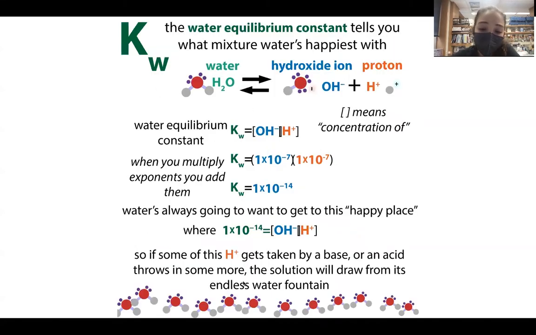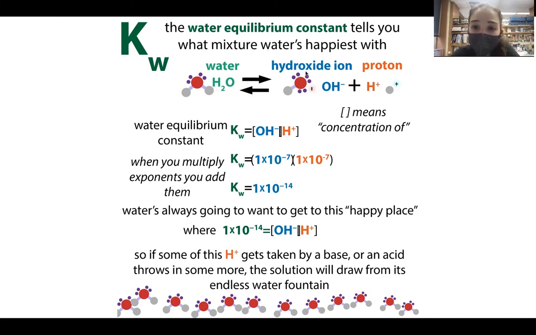So we can think of having an endless water fountain. And there's a mixture that water is happiest with, and this is going to be the source of the pH. When I talk about a happy place, I'm talking about thermodynamics: at equilibrium, what is the mixture that water wants to get to? What combination of protons and hydroxide ions will make it happiest? We call this the water equilibrium constant, or Kw.